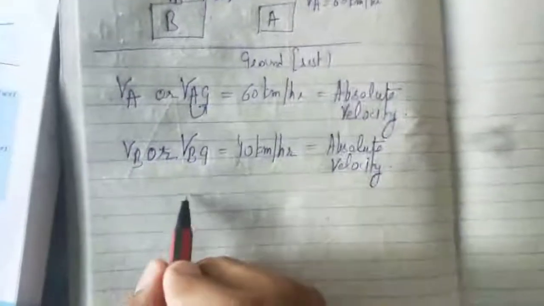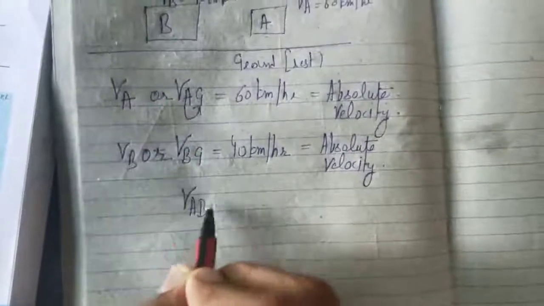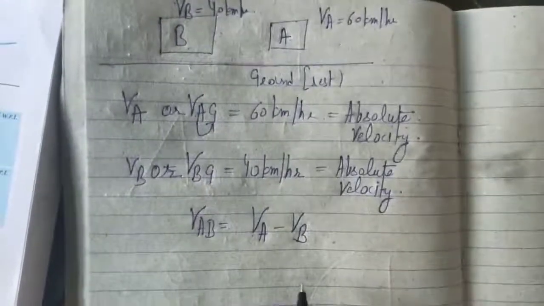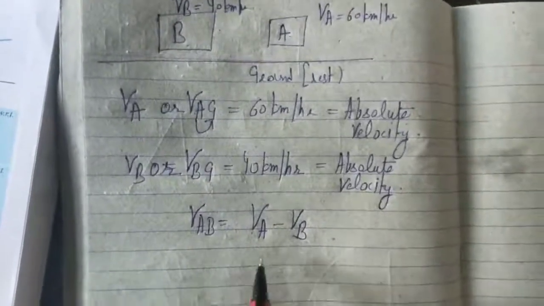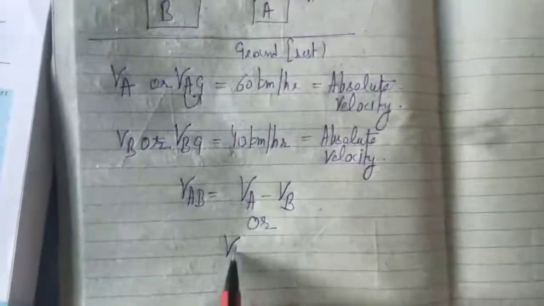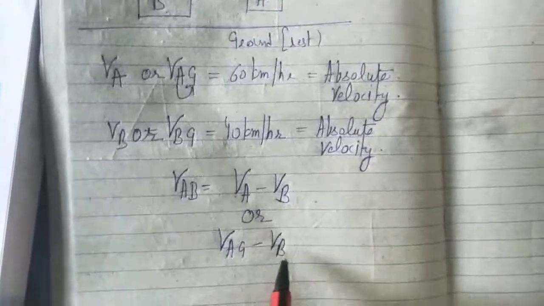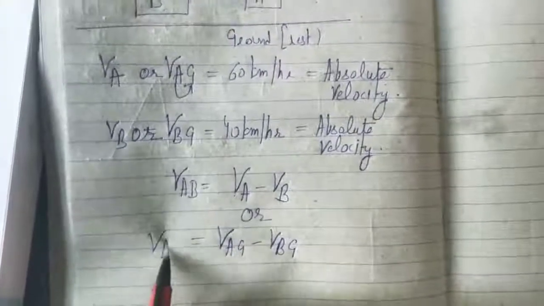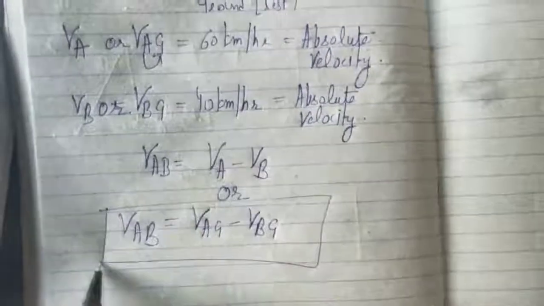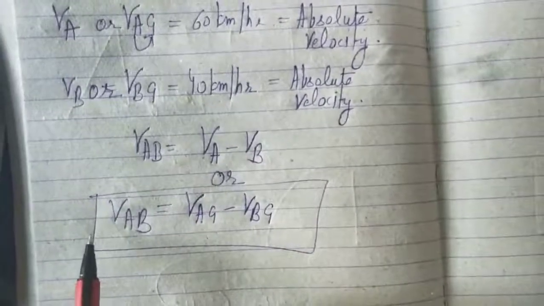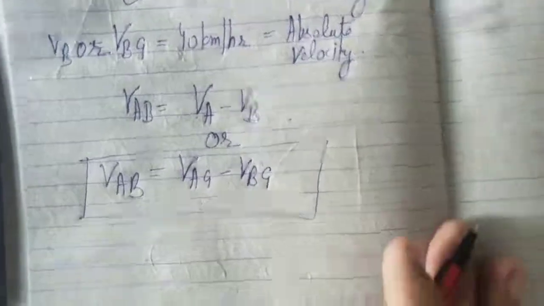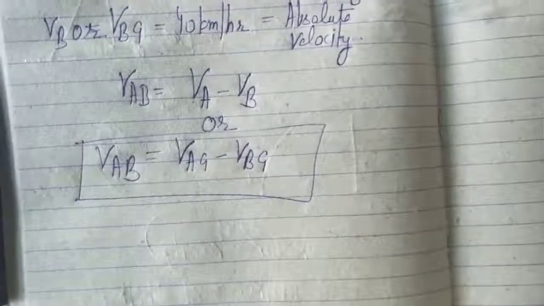When you are calculating the relative velocity of A with respect to B, you take the velocity of A minus the velocity of B. You can also write this expression as the velocity of A seen by the ground minus the velocity of B seen by the ground. So this is VAB. So this is the concept: relative velocity is the subtraction of two absolute velocities.